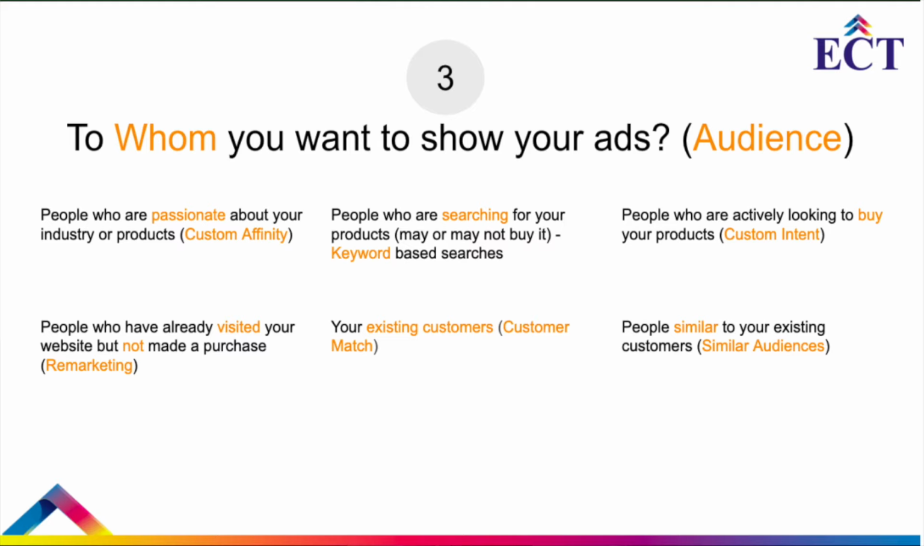Now there are 6 types of possible target audiences whom you can show your ads. The first possibility is people who are passionate about your products or the industry. For example, if you are in the business of selling laptops, then you can show your ads to people who are passionate about laptops, who read tech news about laptops, its various features, etc. Bloggers, people who read more about laptops, their reviews, etc. They may or may not be buying your products immediately, but they are quite passionate about your products and services.